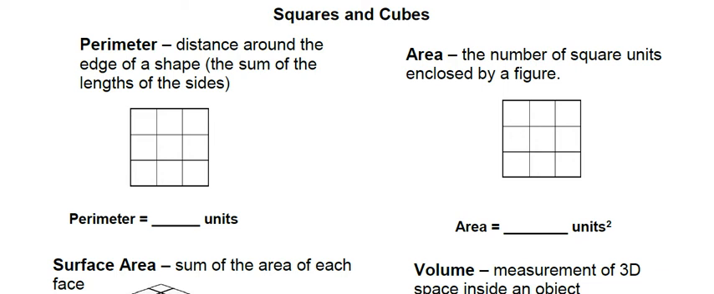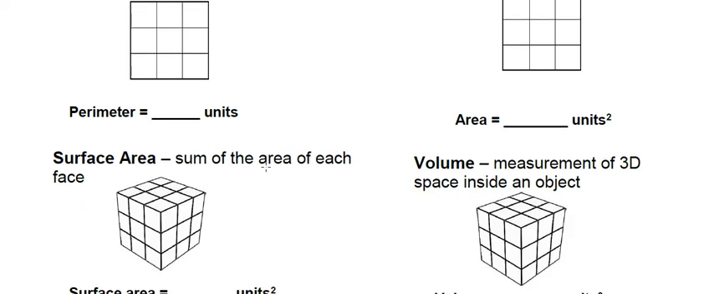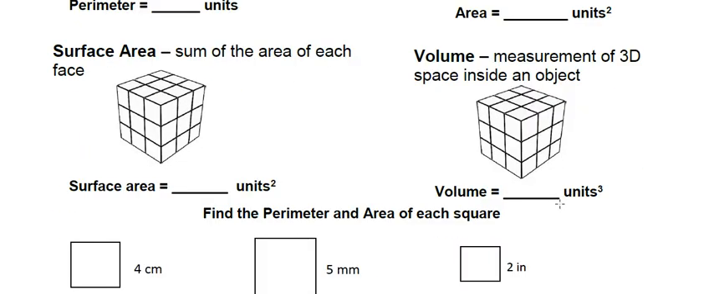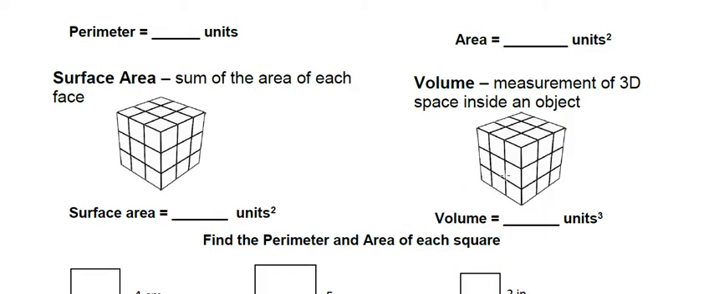So you've already learned about perimeter and area, and there are two ways to talk about measurement values of a shape. Perimeter and area are used for two-dimensional shapes. And then we also have things called surface area and volume, which are used for three-dimensional shapes. One of the things I'm going to point out here is the units.